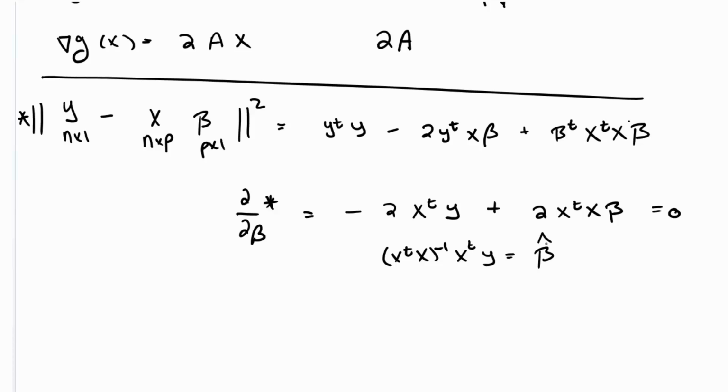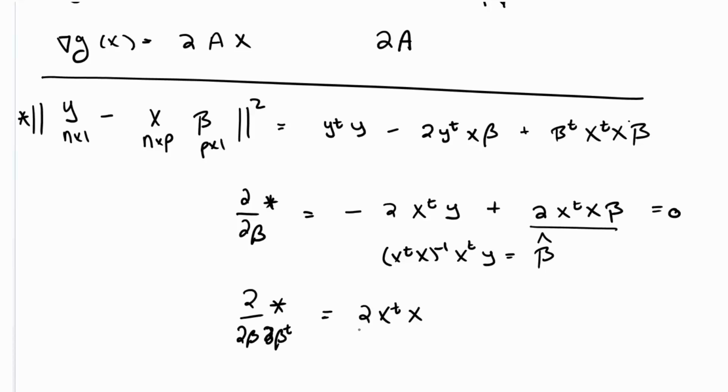Now let's leave for the time being the idea that X transpose X is invertible. Let's put that discussion off for a second. Now if I want to take the second derivative of the asterisk, the only term that involves beta is this 2X transpose X beta. Using the results that we just talked about, we get 2X transpose X.